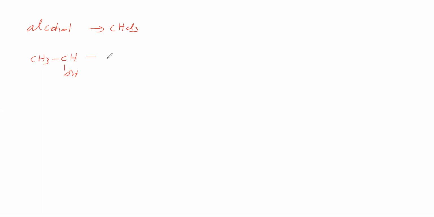Here, what can be there? Here H can be there, otherwise an R group can be there. R group means, for example, CH3, C2H5, C3H7, anything like this. So if this alcohol is there, how to prepare chloroform, that we will see.